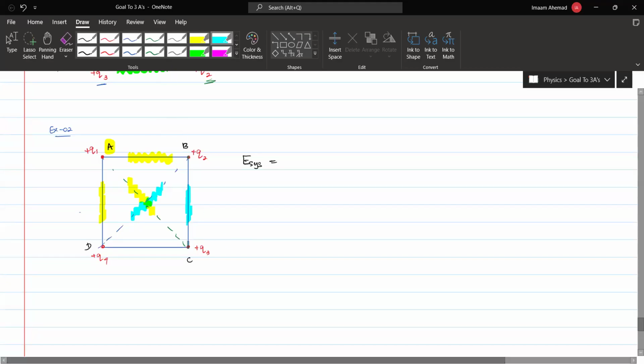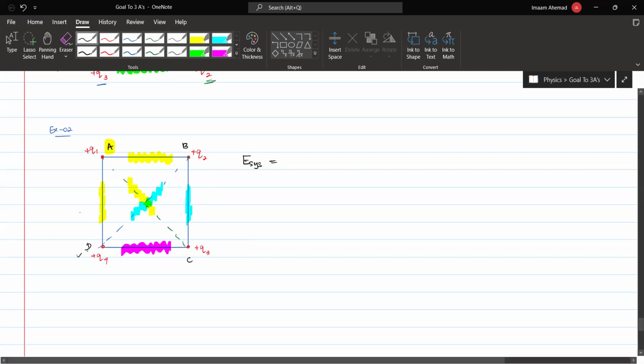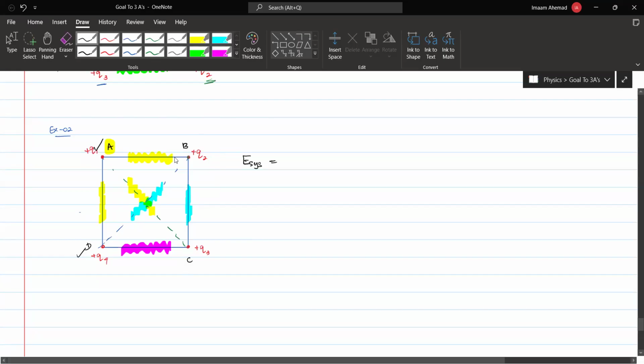If we go to C, C and B is already considered. C and A is also already considered. C and D should be considered. So let me consider C and D. So this is also considered now. Now let me go to D. If I go to D, D and C is considered, D and B is considered, D and A is considered. So D is also done.